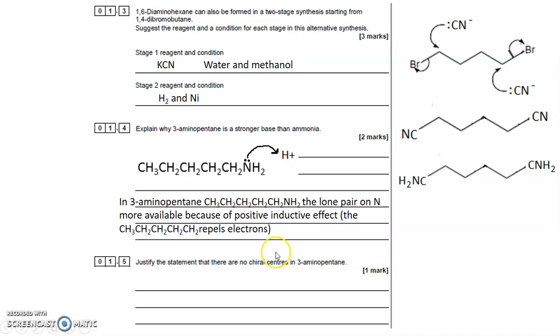Justify the statement that there are no chiral carbons in 3-aminopentane. There's 3-aminopentane. There's no carbon with 4 different groups bonded to it, and therefore there's no chiral centers. There's no chiral carbon or no asymmetric carbon atom.